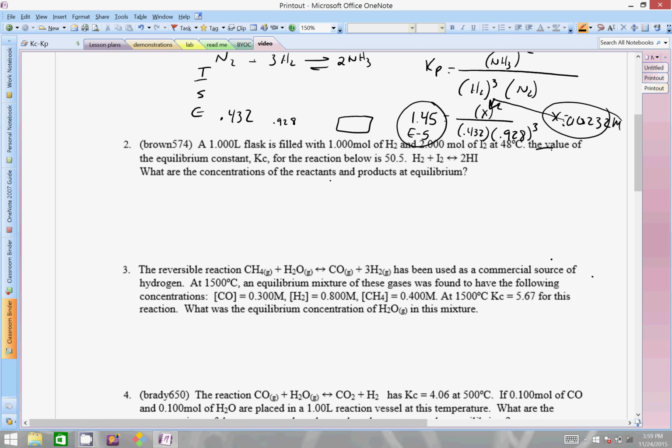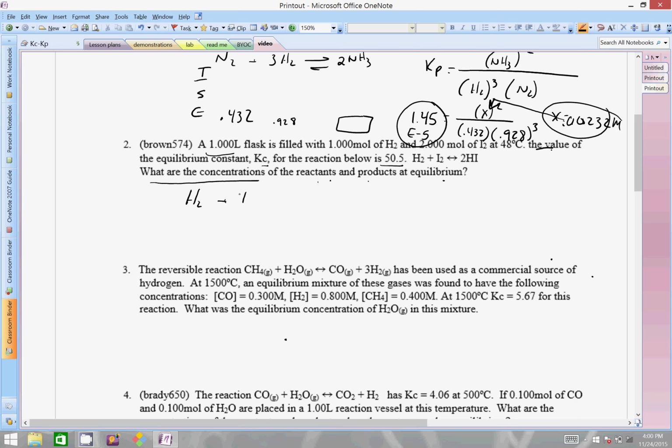Alright, a 1 liter flask is filled with 1 mole of H2, 2 moles of I2, and calculate the value of the equilibrium constant Kc for the reaction above. The value of the constant Kc is this. What are the concentrations of the reactants and products at equilibrium? Okay, so let's rewrite the problem.